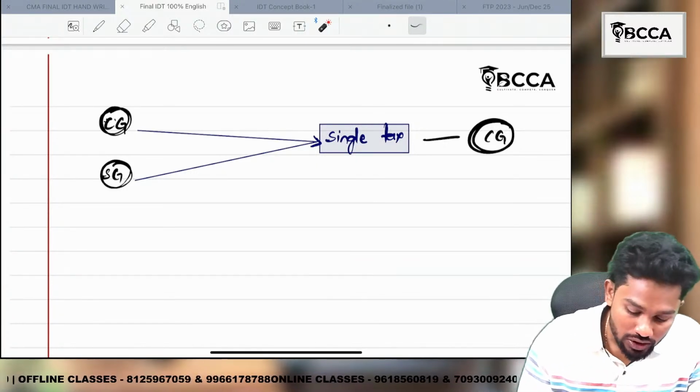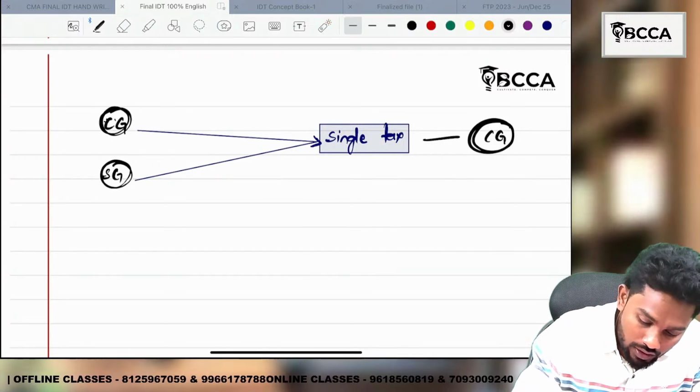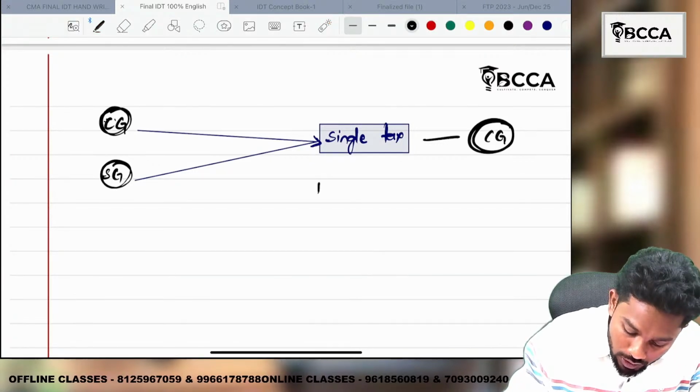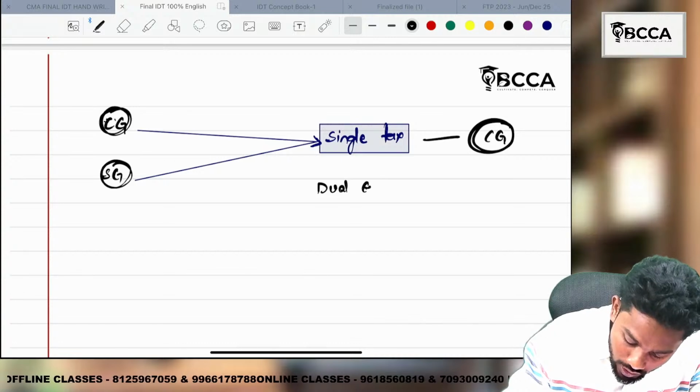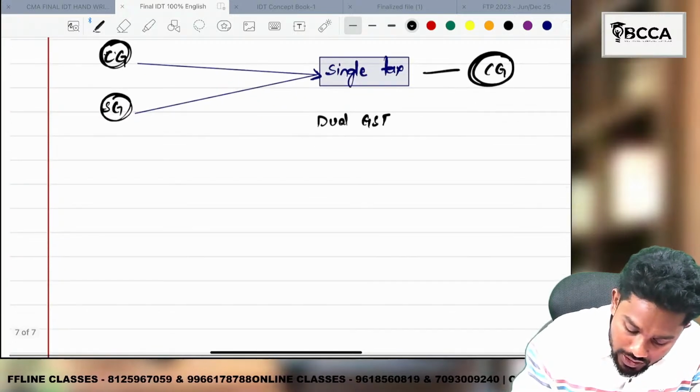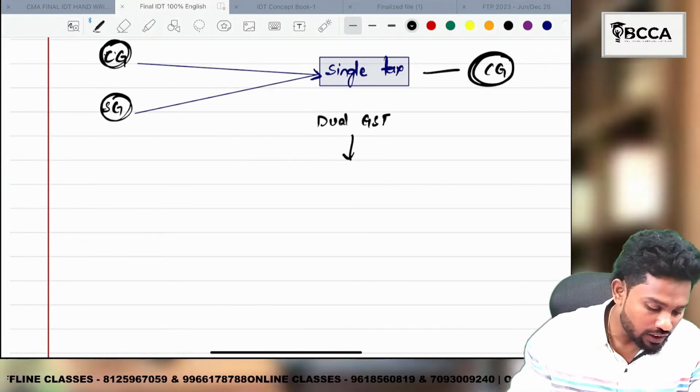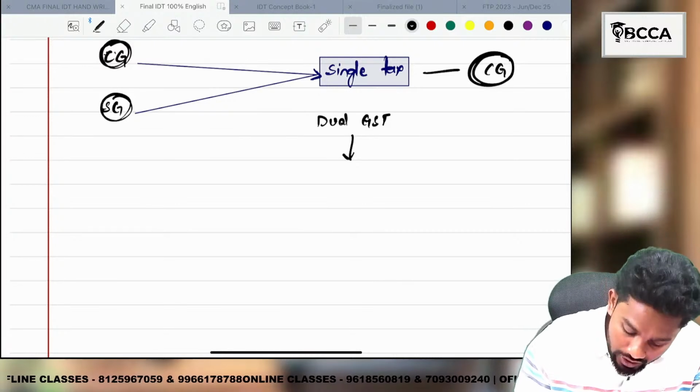Then what is the solution? Then they went and thought of something called dual GST. What is dual GST? Dual GST, sir, you need not write this. We'll write everything down clearly afterwards. Okay, what is dual GST?